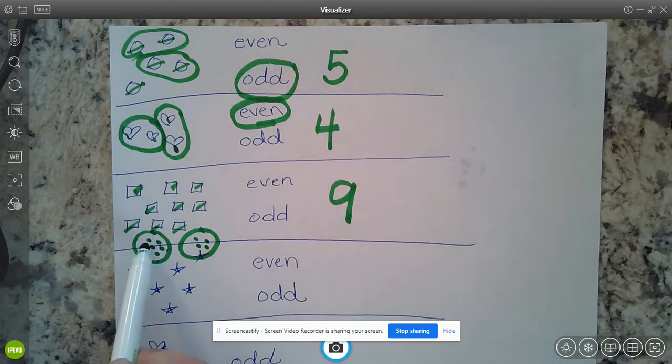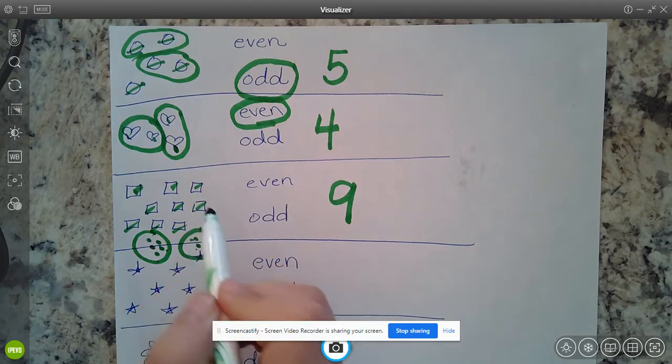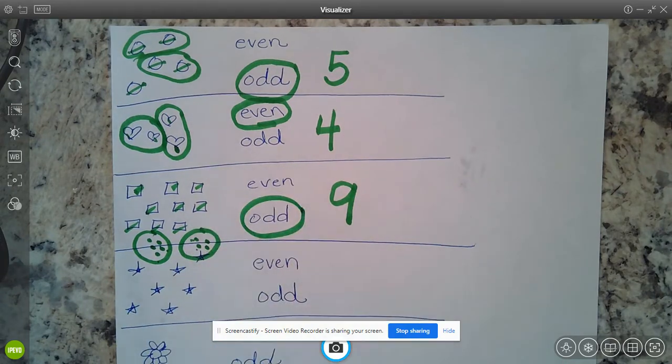This time we're going to look at stars. So let's count how many stars we have. 1, 2, 3, 4, 5, 6, 7. I have 7 stars. Now is the number 7 even or odd?